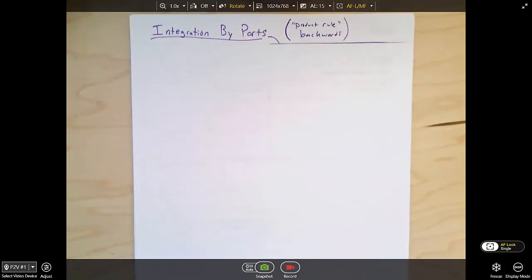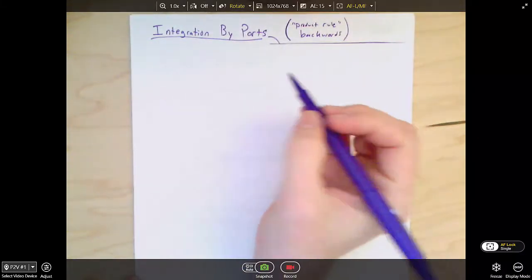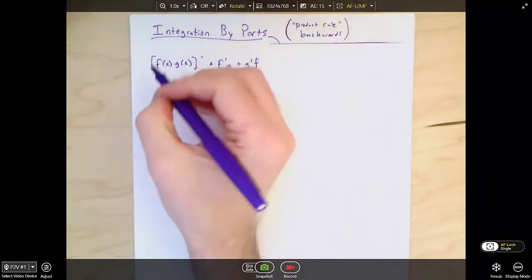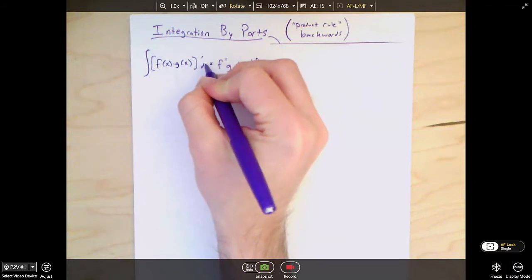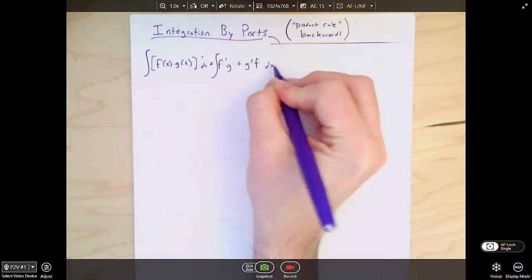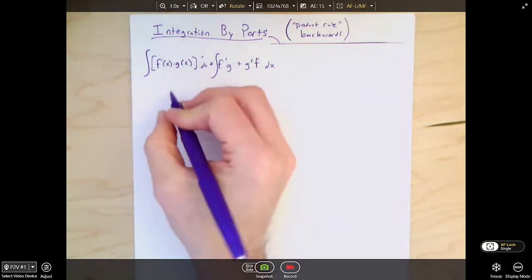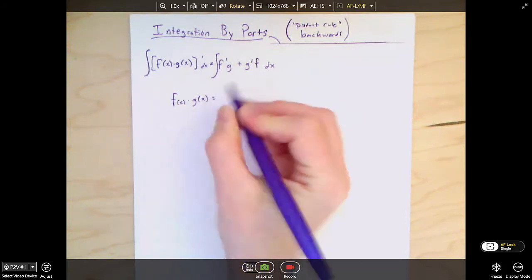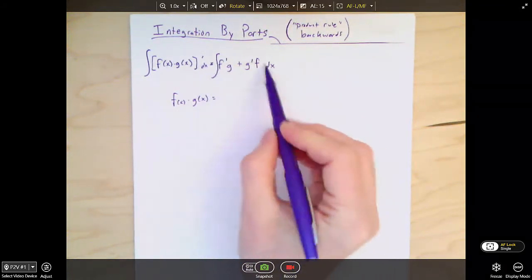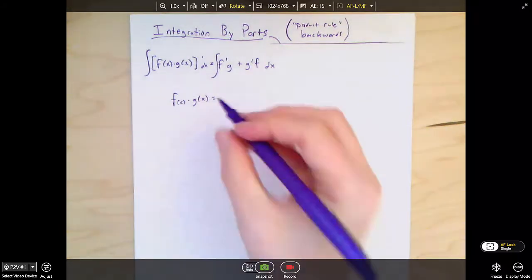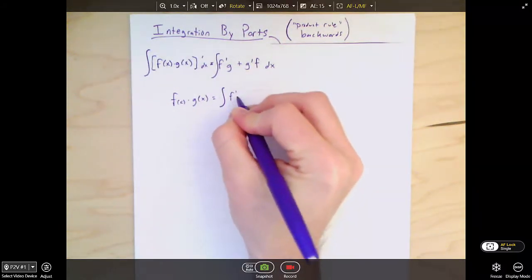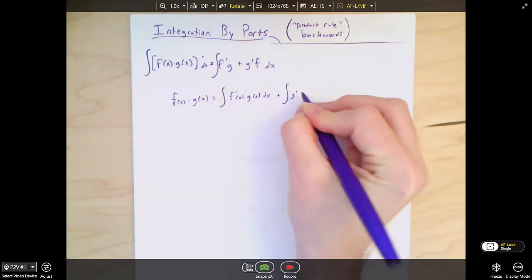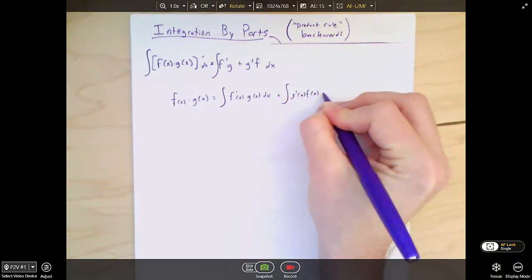All right, so let's look at where it all comes from. So we'll start, I said this is the product rule backwards, so let's start with the product rule. So here's the product rule. I'm going to integrate both sides with respect to x. So on this side, because of the fundamental theorem of calculus, we end up with just f of x times g of x. And on this side, the integral of the sum equals the sum of the integrals. So we'll have integral f prime x g of x dx plus integral g prime x f of x dx.